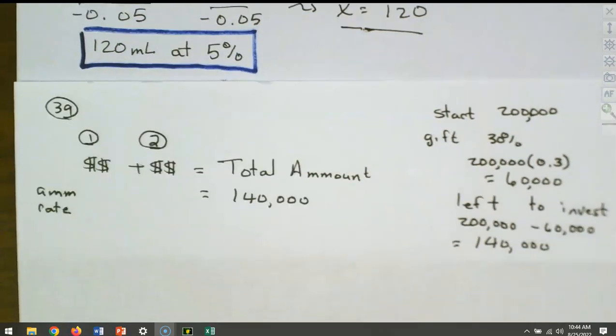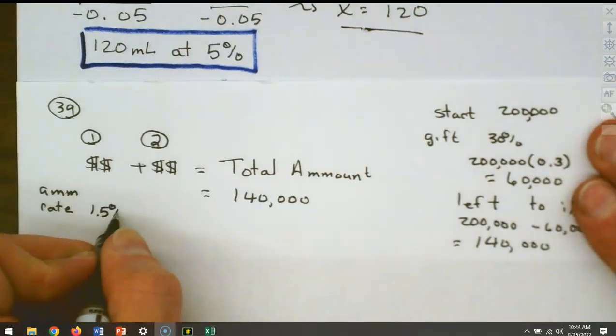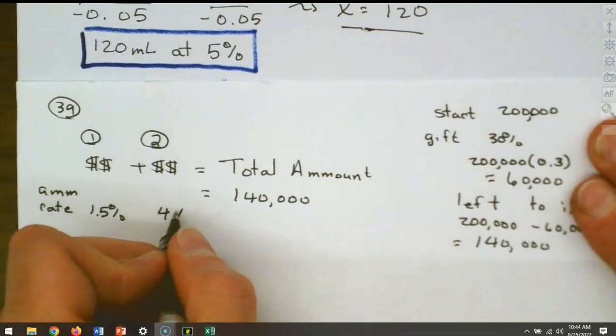So is everyone okay with that? So the first thing we did was we read it. We figured out that we needed to go through and give that charity amount away and then see how much we had left. So we ended up with 140,000 to actually invest. So that's going there. Okay, and we're going to invest it in two different funds. We've got one at 1.5%, and the other one's going to be at 4%.